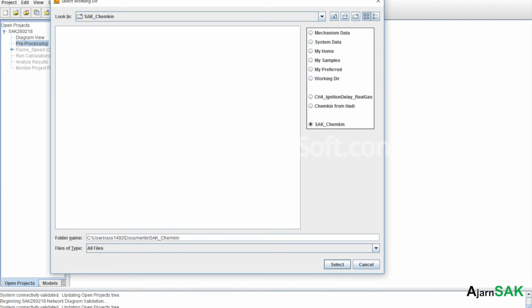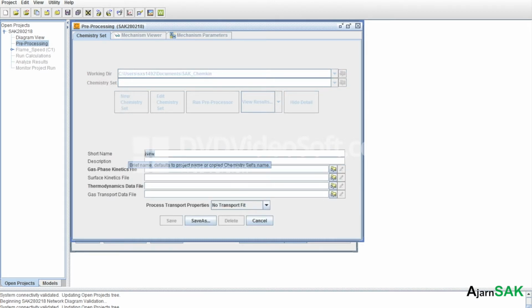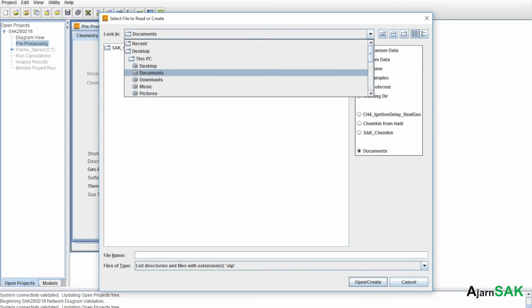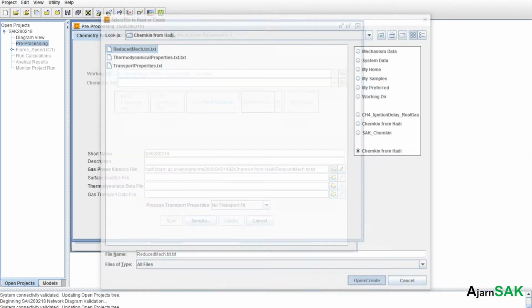After you give a new folder, just select it, and then for the chemistry set, go for the new chemistry set and give it a name. I'm going to give my name and today's date. Then you have to add the .inp file. This file I got from Hadi. It's the file that tells you the mechanism. You can add it whether it's a text or .inp file. In this case, you have to select all files, select the mechanism, and then open.